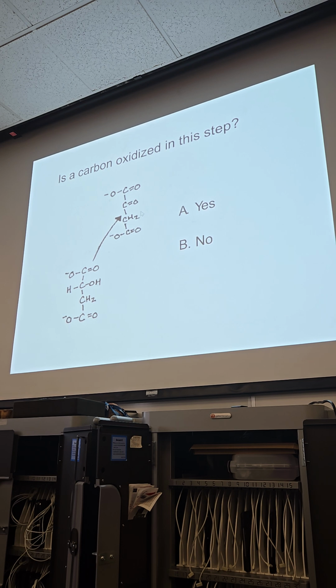Is carbon oxidized in this stuff? No. Sorry. Well, don't worry. I could be wrong, right? Oh, wait. No. Nope. Reduction.